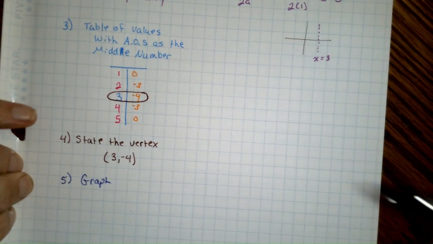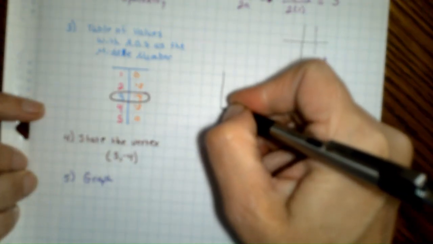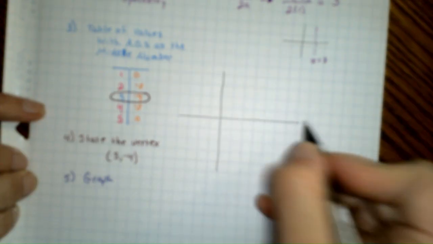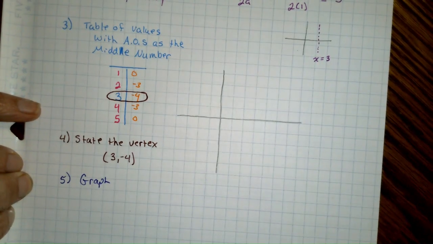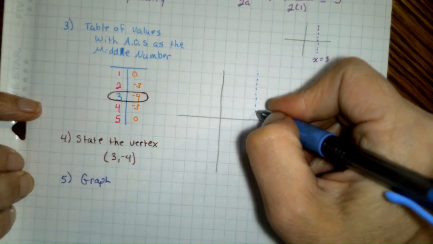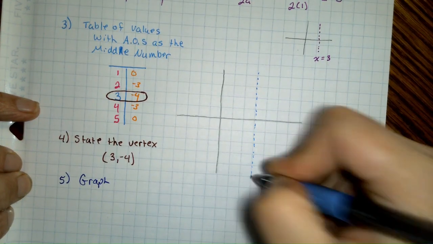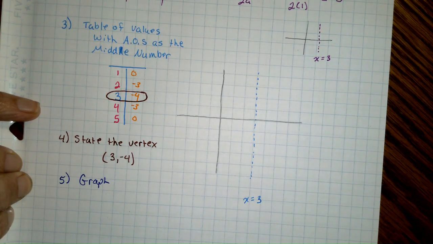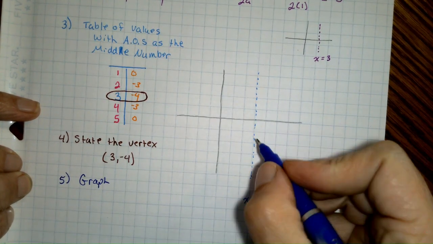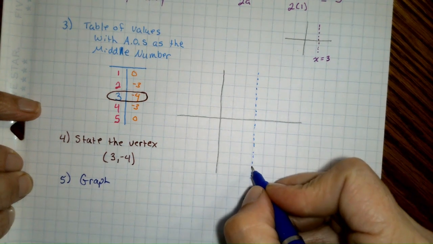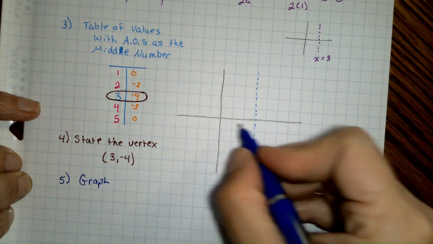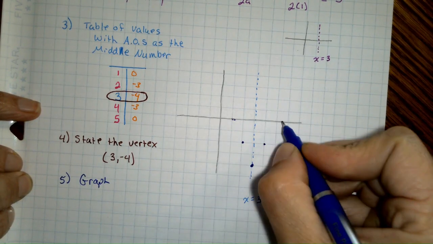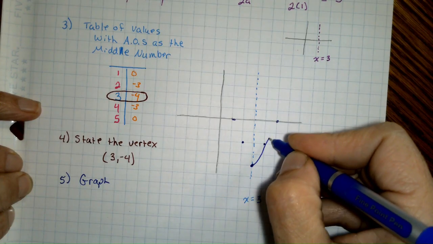All right, so 3, negative 4. I am going to mostly do this on the right side since we didn't use many values to the left. And I like to draw my axis of symmetry, and it's just a nice vertical line. Remember, that's an x equals equation because it crossed the x-axis at 3. We had 3, negative 4 as our vertex, 2, negative 3 in symmetry, 1, 0, and there was our parabola.